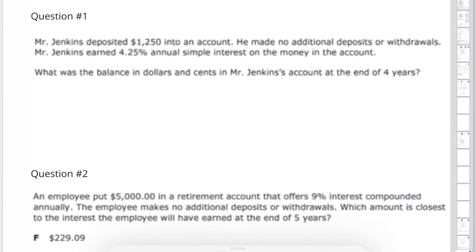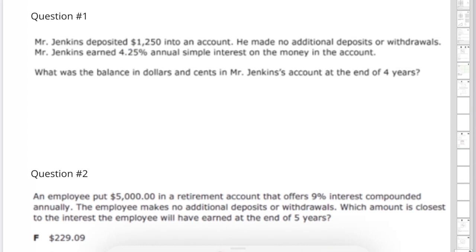Mr. Jenkins deposited $1,250 into an account. He made no additional deposits or withdrawals. Mr. Jenkins earned 4.25% annual simple interest on the money in the account. What was the balance in dollars and cents in Mr. Jenkins' account at the end of 4 years? All right, quite a bit of information here, but let's start with our keywords first.